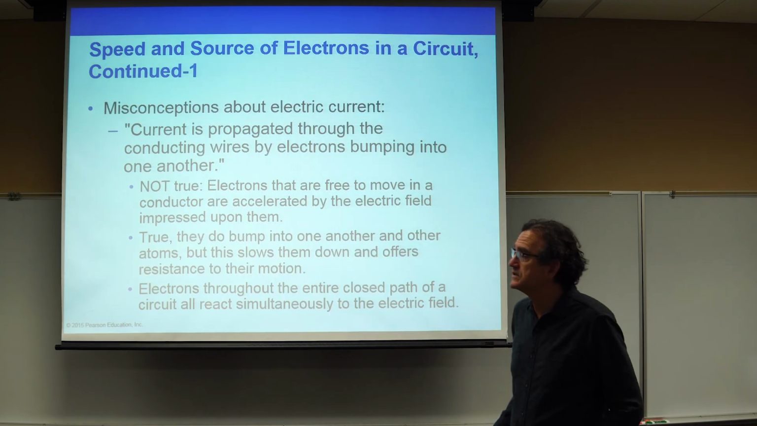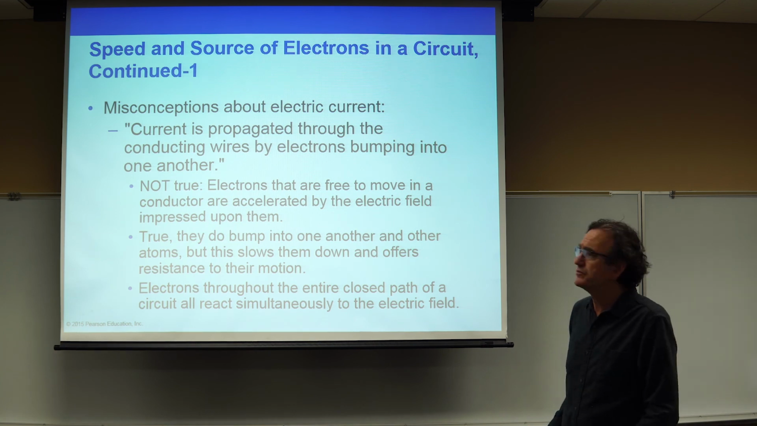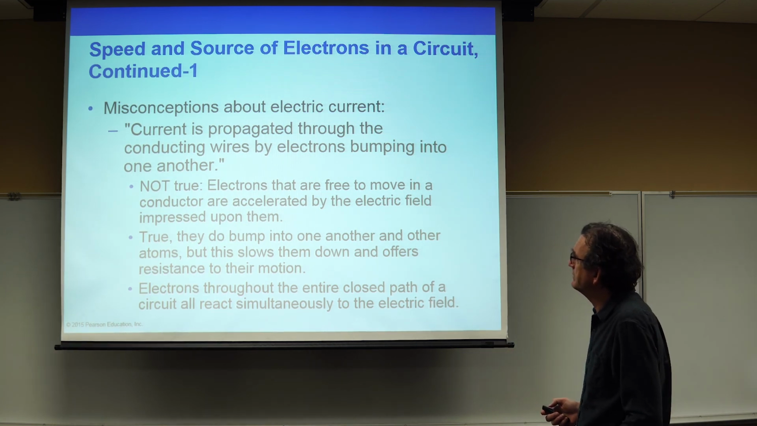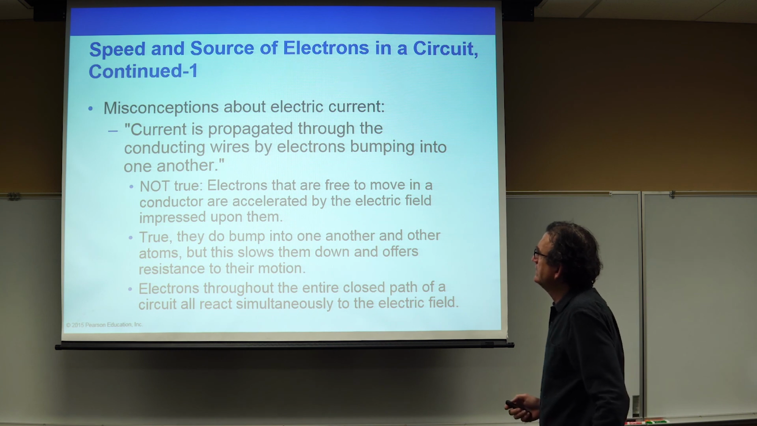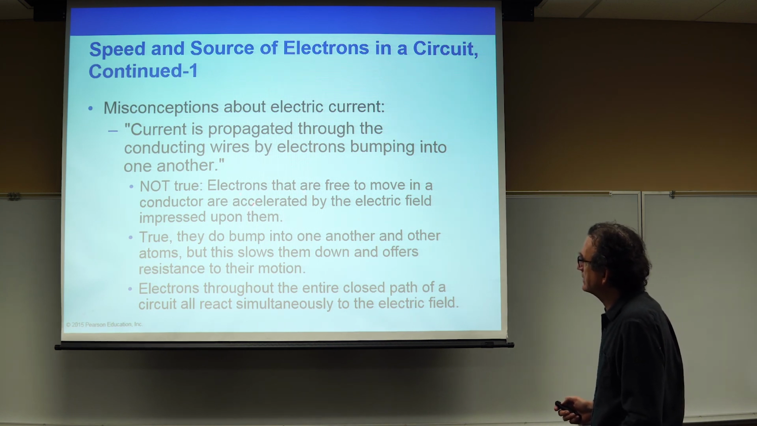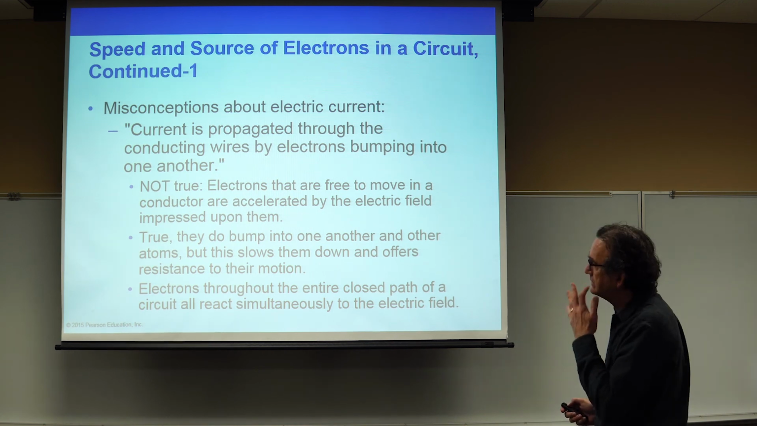Okay, so for the end of this lecture, we're going to talk about misconceptions. What are the misconceptions about electric current? We've talked about some of them already, but we'll review. Current is propagated through the wires by electrons bumping into one another. No, not true. Electrons that are free to move in a conductor are accelerated by the electric field impressed upon them. That's one thing to notice.